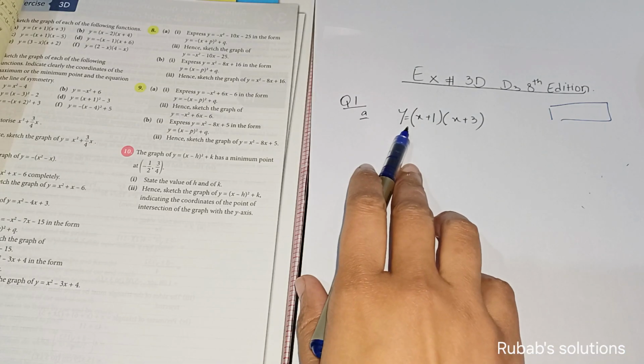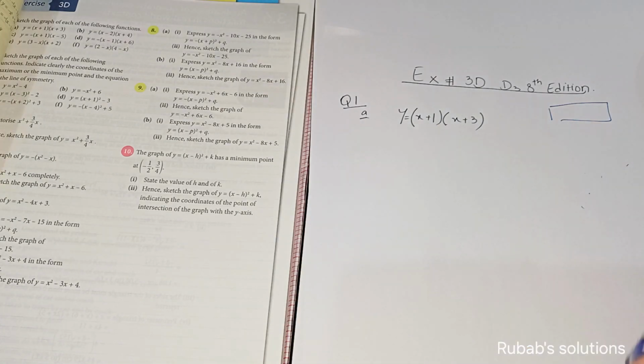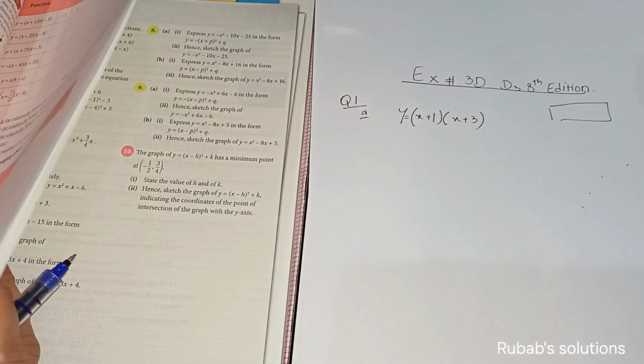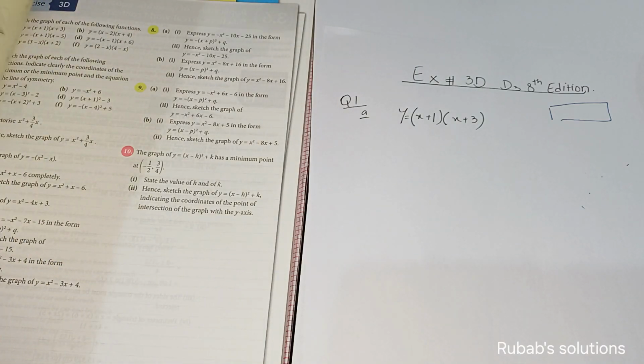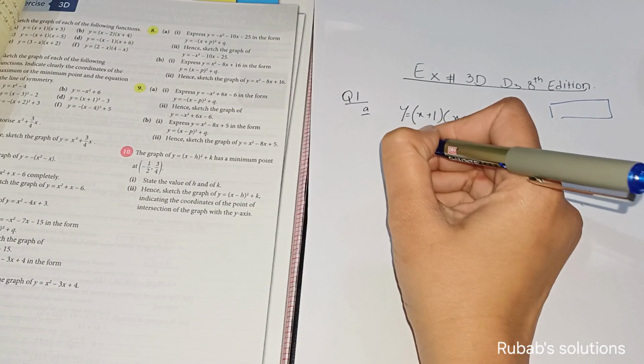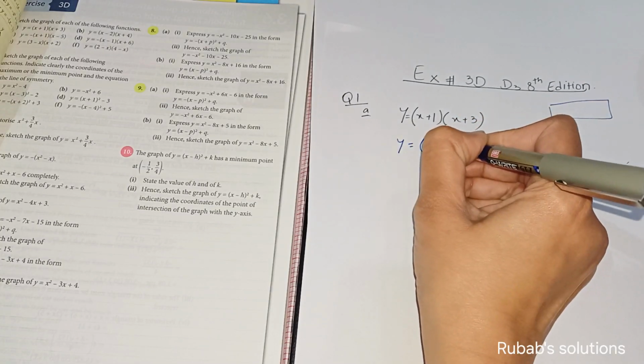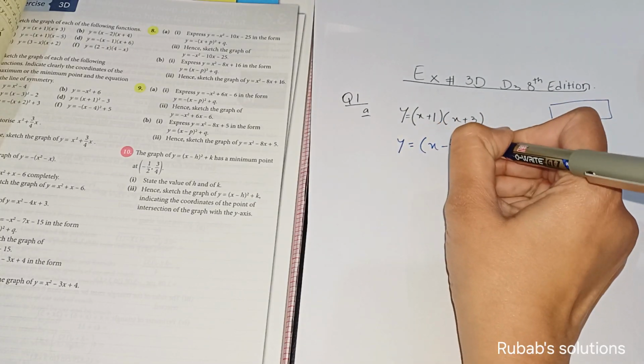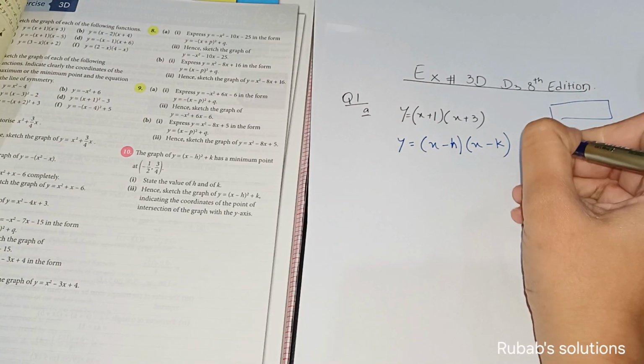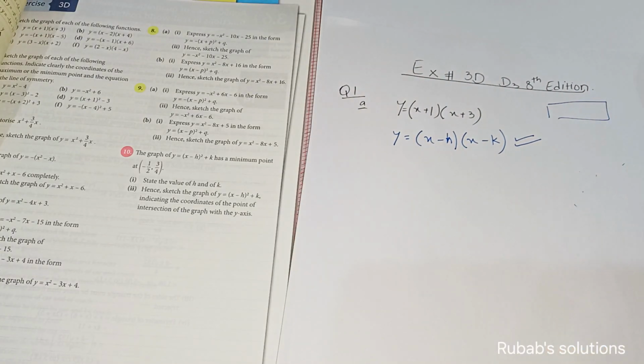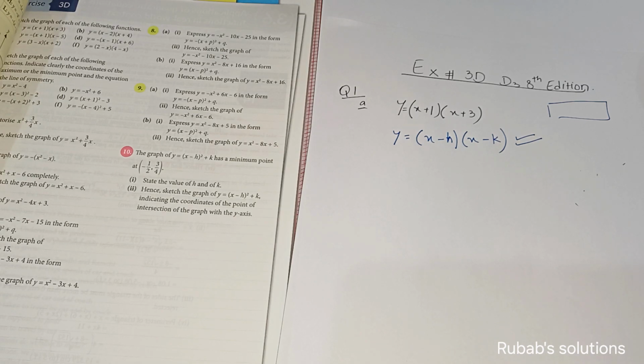But now this is also a quadratic equation, but it is in factorized form. So how can we sketch the graph when the equation is in factorized form? This means the equation is in the form y is equal to (x minus h)(x minus k). This is the general form, with the help of which we can find the x-intercepts and the coordinates of the turning point, and then we can sketch our graph. So let's see how we can do this.